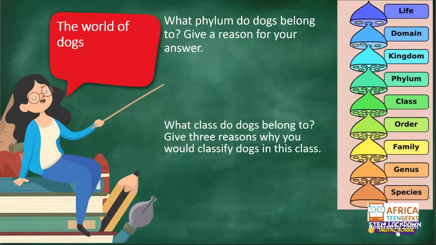So now, this is a bit more tricky. What phylum do dogs belong to, and give a reason for your answer. So we learned this when we were looking at vertebrates and invertebrates, and we said that all vertebrates fall under this phylum. So what was the name of that phylum? It was a difficult name. Anyone want to guess?